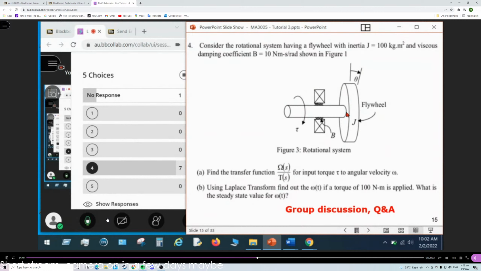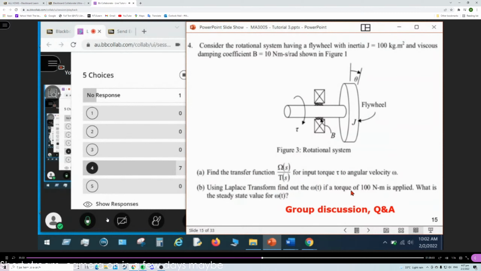Because of the torque, we can have the so-called Newton's second law equation. In fact, here it is explained. The question is a good question. This Omega is the Laplace transform of angular velocity, and this tau is the input torque. Then the Laplace transform form would be T. And the second one is using the Laplace transform to find out omega(t), so this is a function of time.